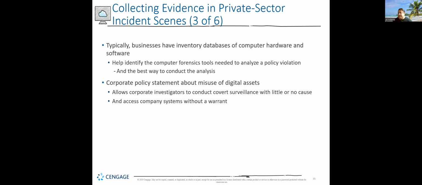More contained workforce. Typical businesses have inventory databases of computer hardware and software. Yes, every business, regardless of private or public, and I'm not referring to the IRS, I'm referring to an entity like your local court system, your local police department. They all have databases that track all their hardware and all their software. It helps identify the computer forensic tools needed to analyze a policy violation and the best way to conduct analysis. In other words, to narrow your search down.